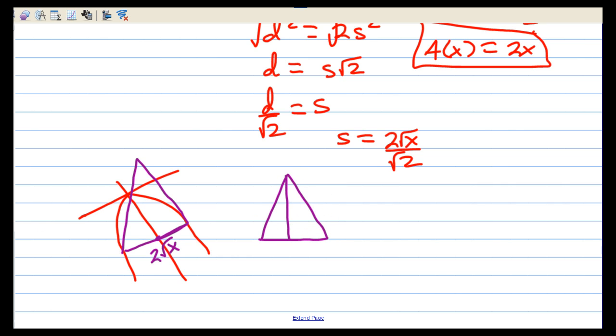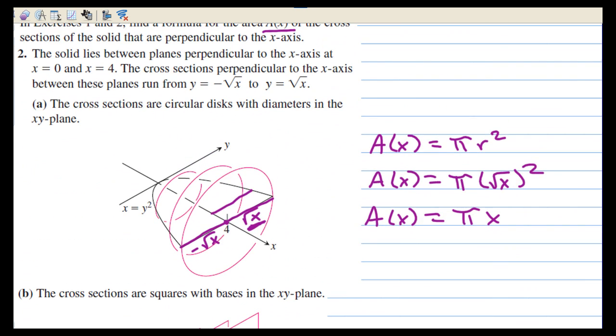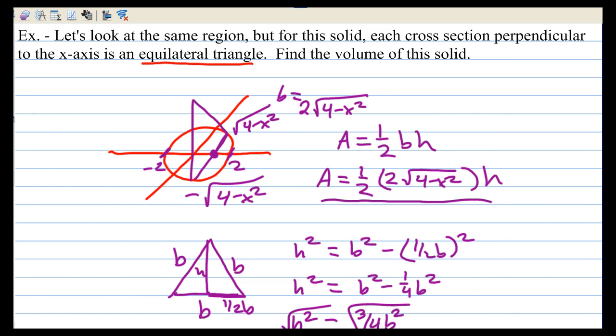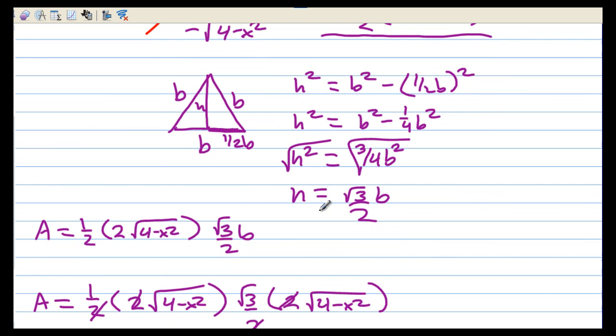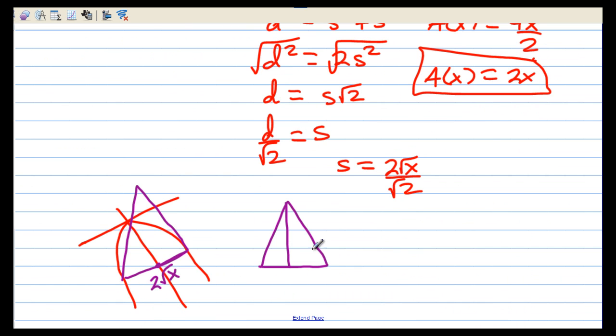Well, the height, we already figured that, no use reinventing it. Let's go back to where we figured that out. Here it is. The height is the square root of 3 over 2 times the base. So the height of this triangle equals square root of 3 over 2 times the base. So the area is 1/2 base times height.